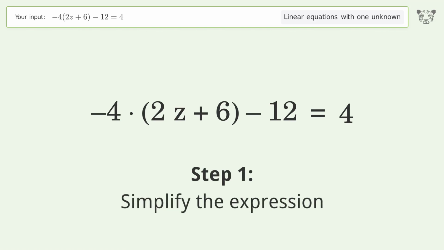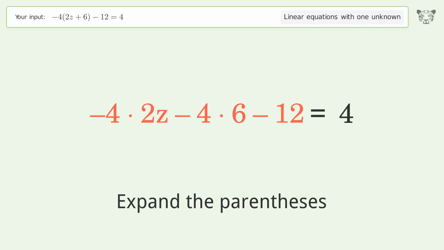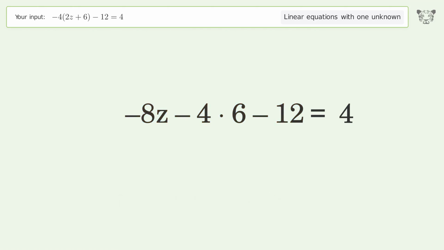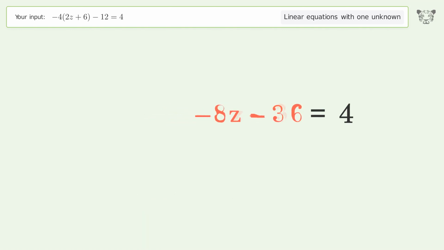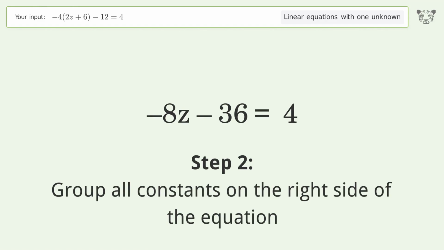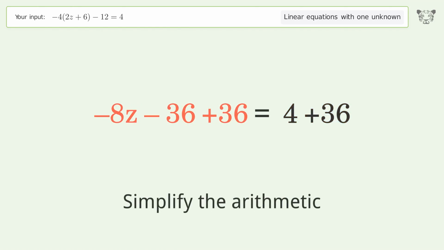Simplify the expression. Expand the parentheses. Multiply the coefficients. Simplify the arithmetic. Group all constants on the right side of the equation. Add 36 to both sides. Simplify the arithmetic.